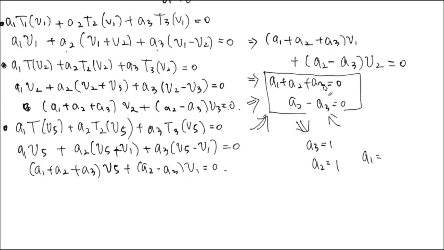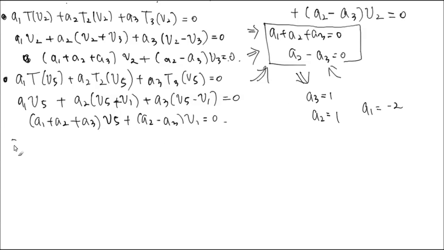Here 1, 1 is negative 2. Right? So it seems like this combination actually makes this function 0. And you have to just show that. Final step: show negative 2 times the T1 plus T2 plus T3 is going to be the 0 function, right? How do you show this is the 0 function?